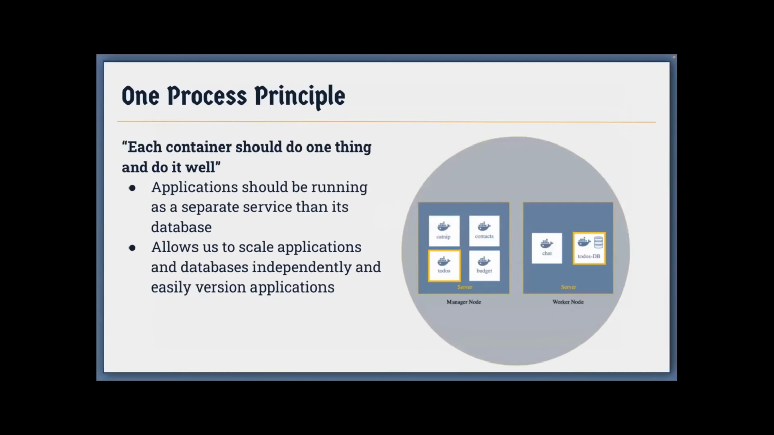Since Sentinel supports applications with a Postgres database, another thing we need to consider is Docker's one process principle, which states that each container should do one thing and do it well. In the last demo, we saw that the to-dos database exists as a separate service from the to-dos application. While technically a database can run in the same container as the application, ideally we want to keep them decoupled to allow us to scale applications and databases independently of each other and also easily version our applications.